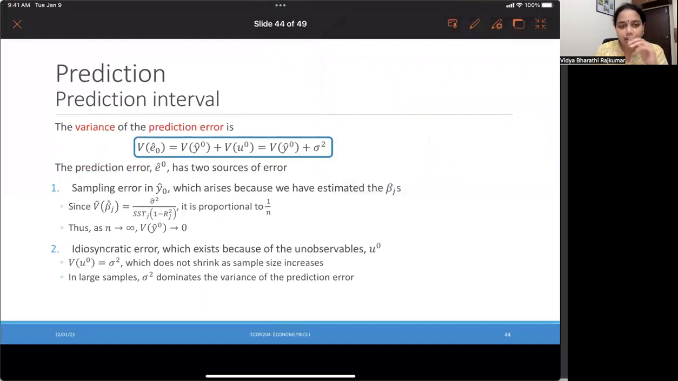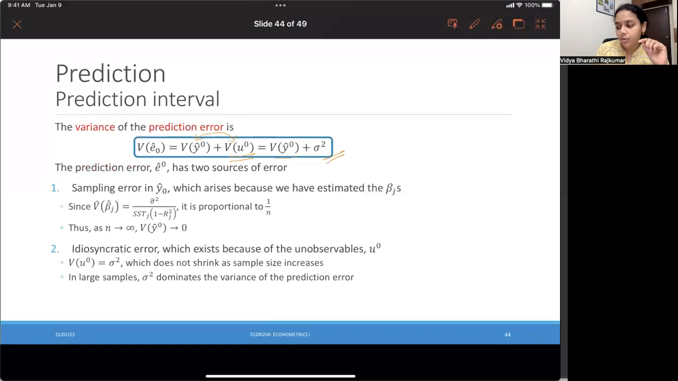I'm just getting to the actual results here and not going through the calculations now because I don't want to confuse you further. So if we were to write the variance of the prediction error, that is given by the expression that you see here. Variance of y naught hat plus variance of u naught gives the variance of the error term. Now there's no covariance term here because by definition y naught hat and u naught have to be unrelated. So the variance of the prediction boils down to these two terms.